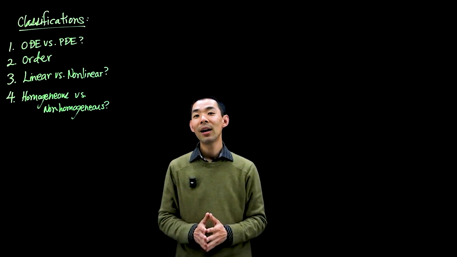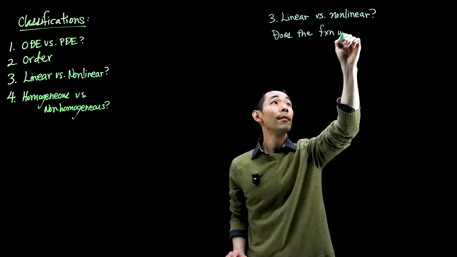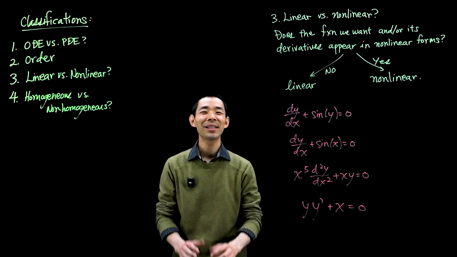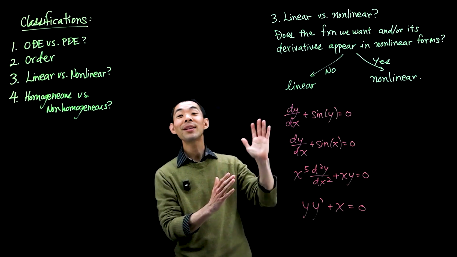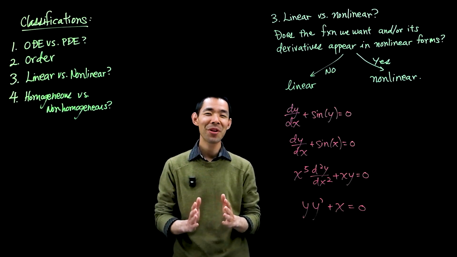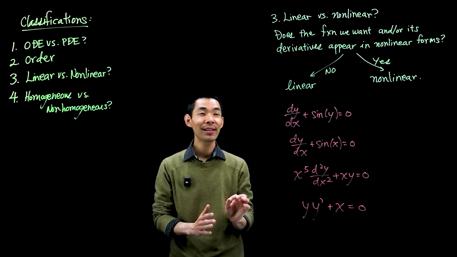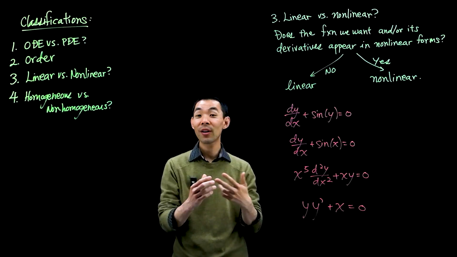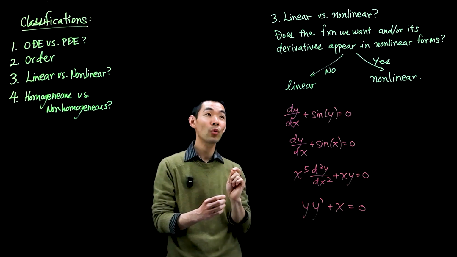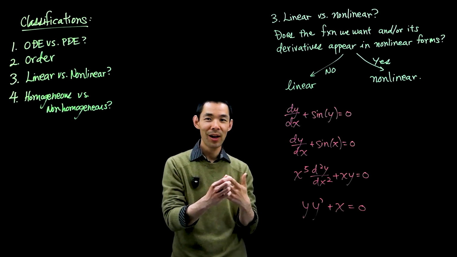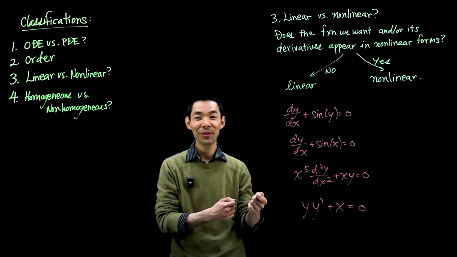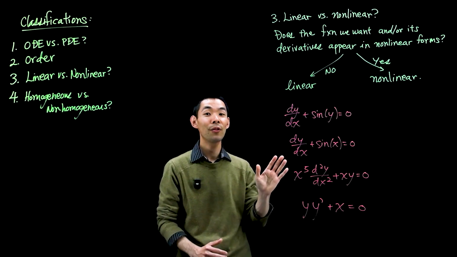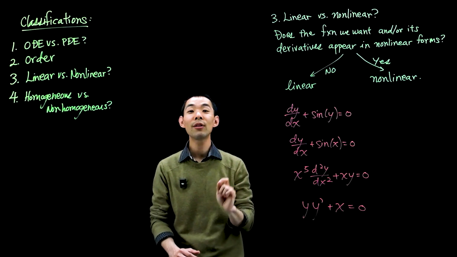Let's move on to the third one, linear versus nonlinear. Let's move on to the third classification question you should be asking, which is: is the equation linear or nonlinear? The question you should specifically ask is, does the function you want, temperature profile, velocity profile, concentration profile, and/or its derivatives, T prime, v prime, c prime, appear in nonlinear forms? If no, it's a linear differential equation.